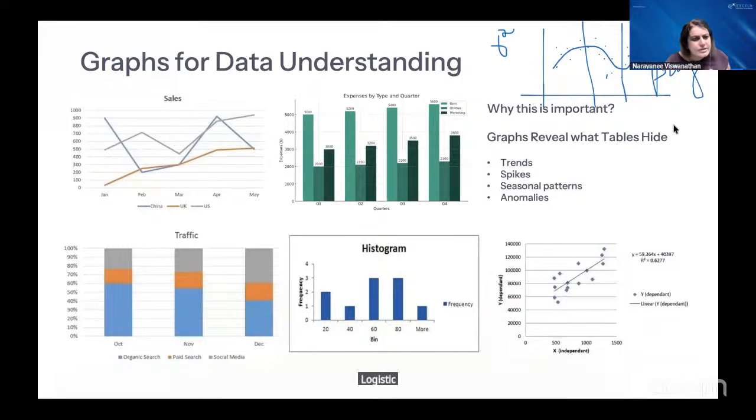Logistic regression into non-continuous data. What is this? Kushali, I did not understand your question.